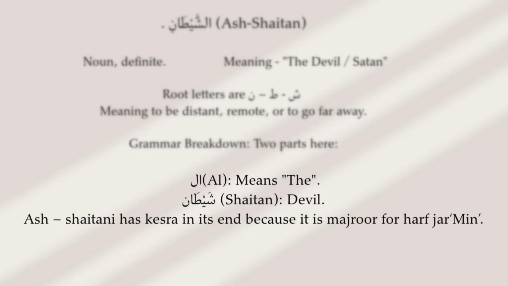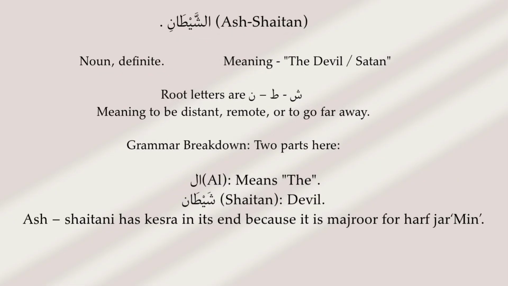The fourth word in the phrase is ash shaitani. It is a definite noun, meaning the Satan. Root letters are shin, tah, nun, meaning to be distant, remote, or to go far away. The word has two parts, al, which means the, and shaitan means devil. Ash shaitani has kasra in its end because it is majroor for harf jar min.